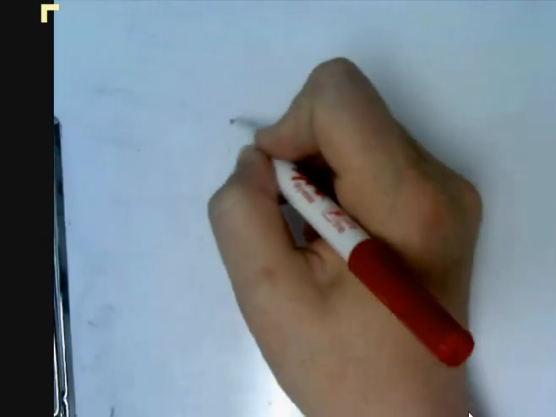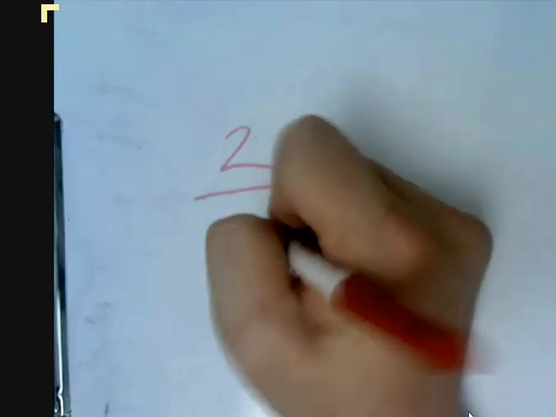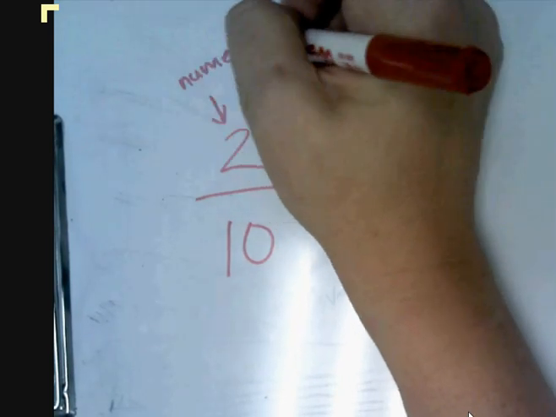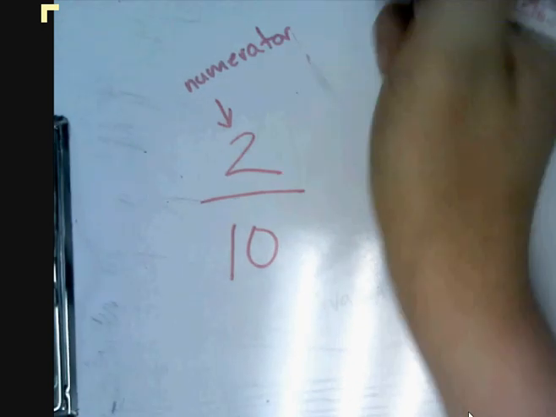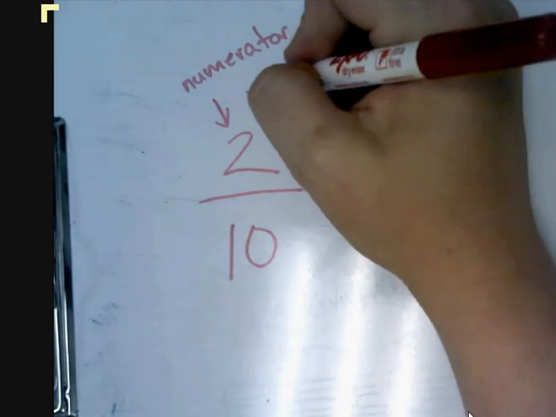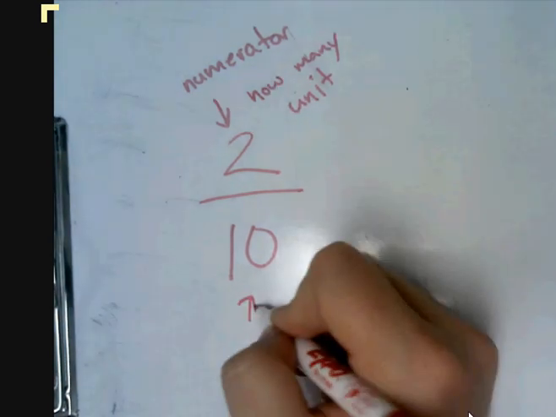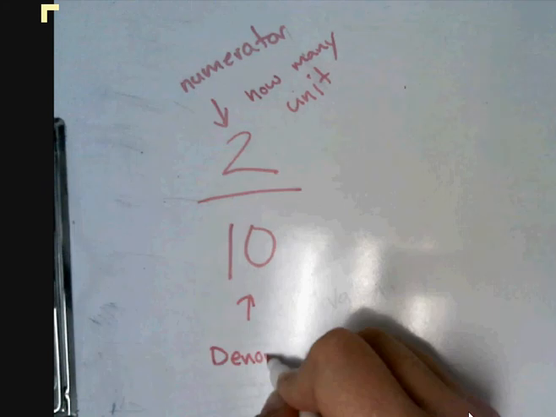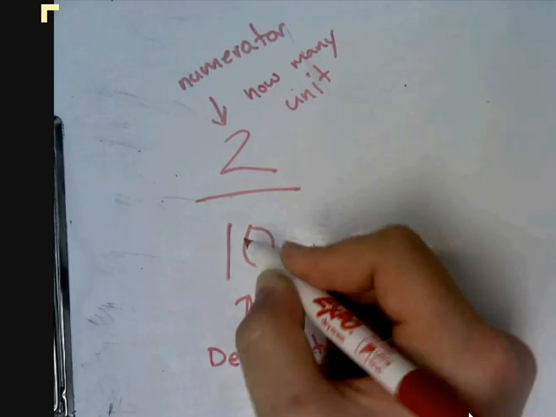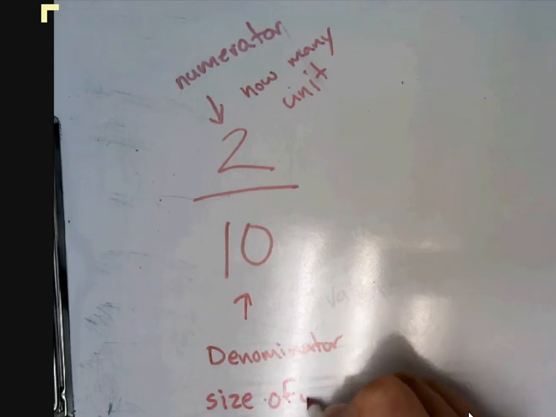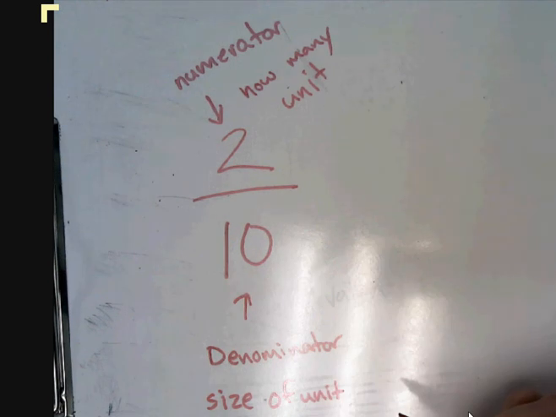Okay, so we just looked at that 2/10. Remember, 2 is our numerator that just counts how many units. And our denominator just tells us what is the size of the unit, or how many would make one whole.